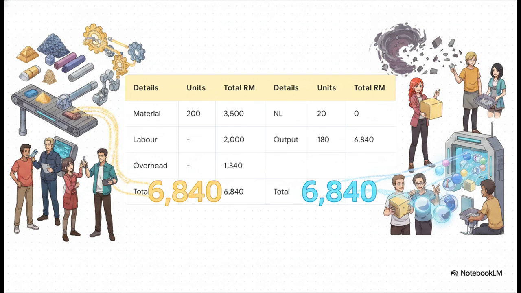Now, over on the credit side, we record our 10% normal loss, which is 20 kilos. But notice the total RM cost for normal loss is just a dash. In this specific scenario, it absorbs no cost because it doesn't have any scrap value. We can't sell evaporated juice, right? So the entire RM 6,840 cost has to be borne by our 180 kilograms of completed output.